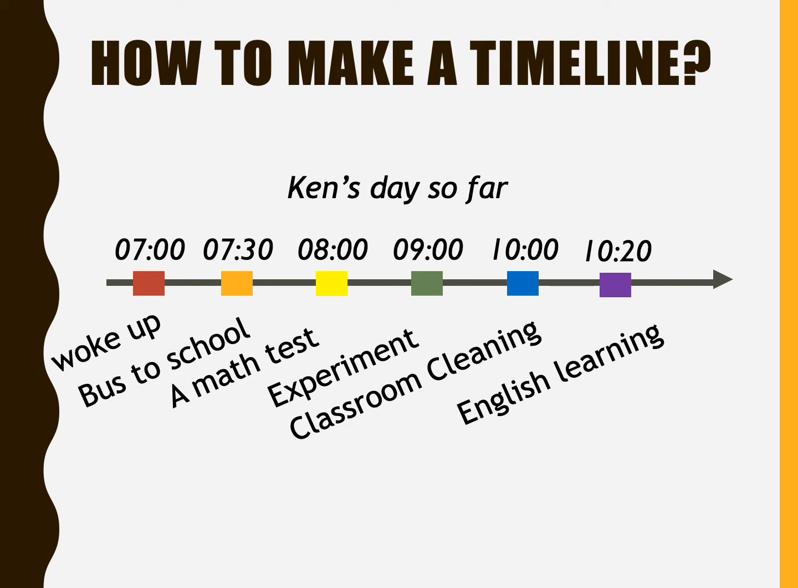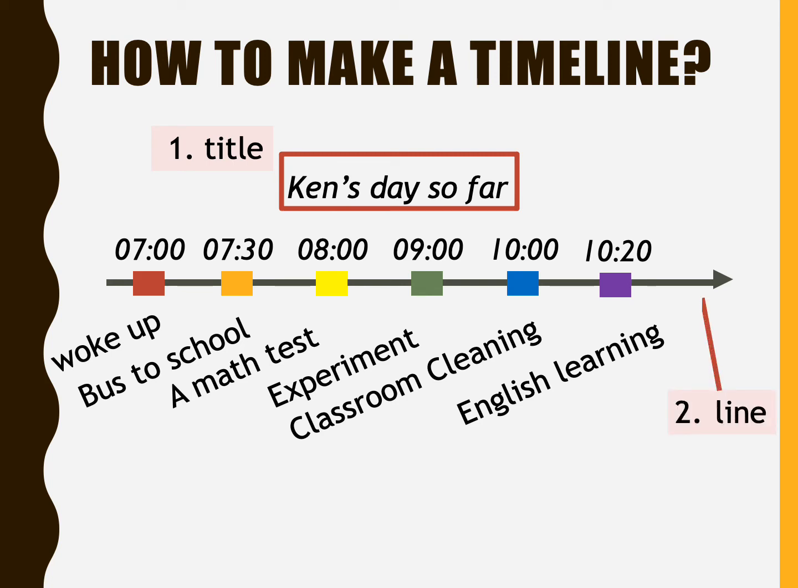So, our next question is how to make a timeline. Let's use Ken's day as an example. There are several components. Firstly, to let readers know what the timeline is about, we need a title. Then, we usually use a line to indicate the progress of time. This line can be either straight or curved, depending on the creator's creativity or purpose.